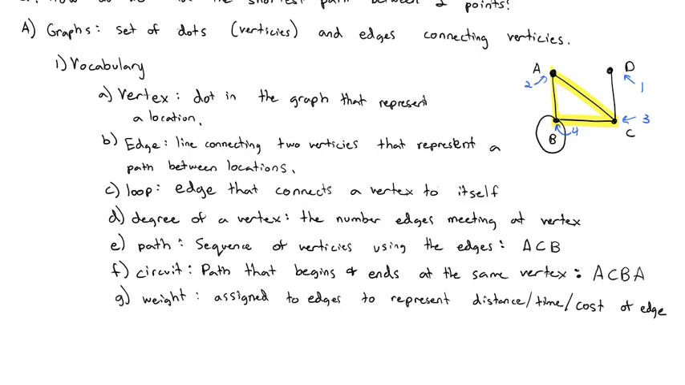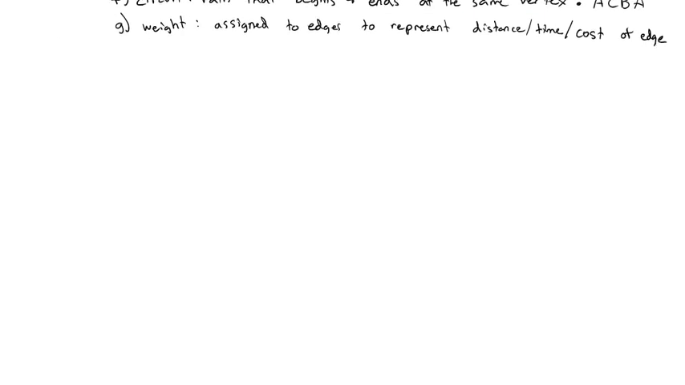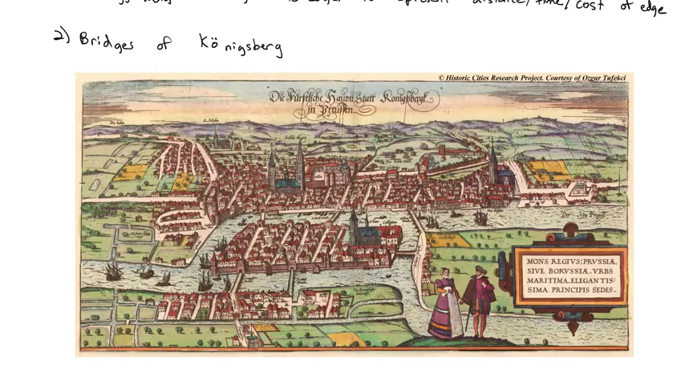And kind of to set this up, I want to talk about a special graph called the bridges of Königsberg. Königsberg is an ancient German city. It actually is now in modern-day Russia. And this picture is a map of what used to be an important part of Königsberg.